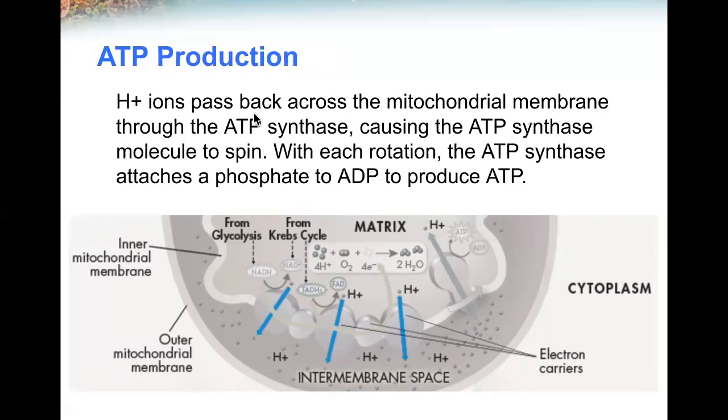Hydrogen ions pass back across the mitochondrial membrane through the ATP synthase, causing ATP synthase molecules to spin. With each rotation, the ATP synthase attaches a phosphate to ADP to produce ATP, the higher energy form. So 4 electrons from FADH2 and NADH combine with oxygen and 4 hydrogen ions to make 2 water molecules.